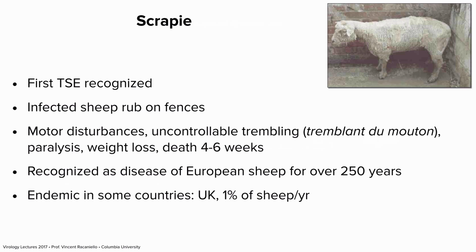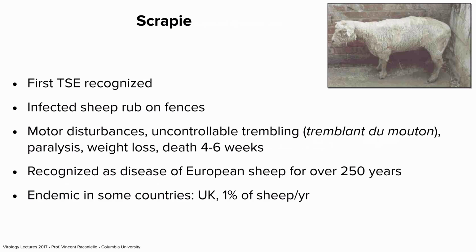So the first TSE that was recognized was Scrapie. And this has been around for 250 years in European sheep, at least we've known about it. It's called Scrapie because the infected sheep rub themselves on fences and then they rub off their hair or fur, I guess. And there's a sheep with Scrapie. You can see the hindquarters has been rubbed clean. And these animals have motor disturbances. They tremble uncontrollably. So in Canada, this was called tremblement du mouton because of that. They get paralyzed. They have weight loss and they die. So this is obviously not good for sheep farmers.